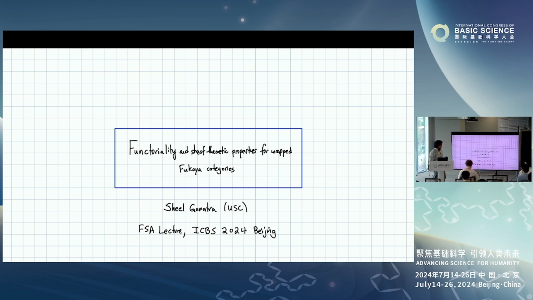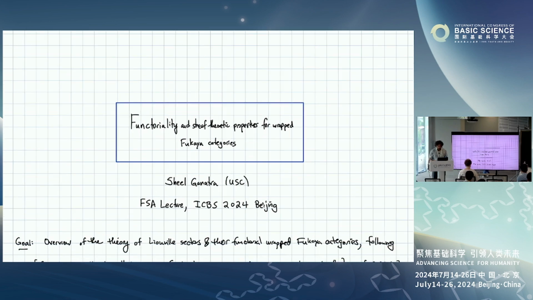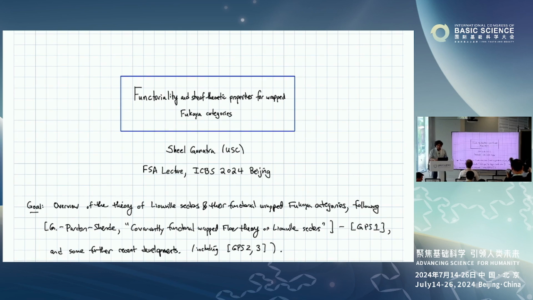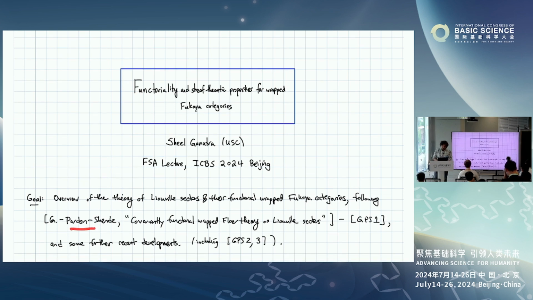The title of my talk is Functoriality and Sheaf-Theoretic Properties for Wrapped Fukaya Categories, and the goal of my talk is to give some overview of the theory of Liouville sectors and their functorial wrapped Fukaya categories, following specifically a paper written in joint work with John Pardon and Vivek Shende called Covariantly Functorial Wrapped Floer Theory and Liouville Sectors. We wrote a series of 3 papers, and that's the first of our papers. I'll call that GPS 1 in this talk.